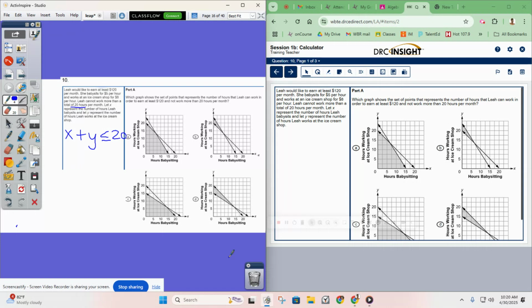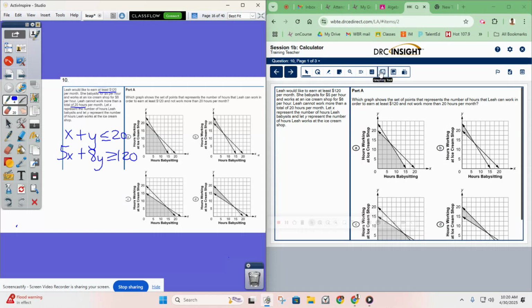The second inequality is about how much money she's making. She makes $5 an hour for babysitting. Think about if you work 3 hours at $5 an hour, how much money do you make? You multiply, right? So 5 times however many babysitting hours, plus $8 an hour for however many ice cream shop hours. And she wants to earn at least $120, which means her amount should be greater than or equal to $120.